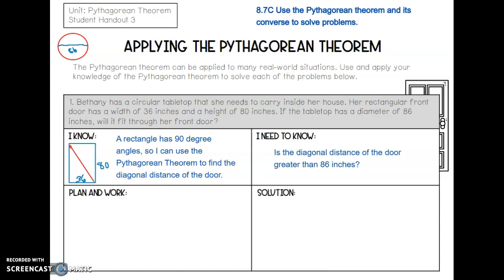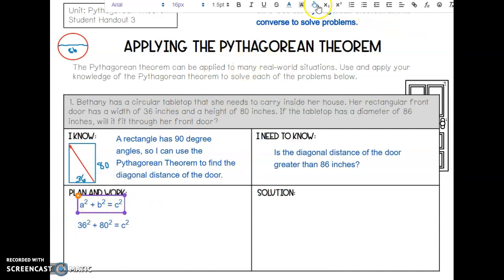So let's plan our work. Go ahead and start with the formula, then plug in your values. Okay, so your formula is going to be a squared plus b squared equals c squared. Then plug in your values. You're going to have 36 squared plus 80 squared equals c squared. Now, as you see it, key it in your calculator, and you will get a sum of 7,696, and that is going to equal your c squared.